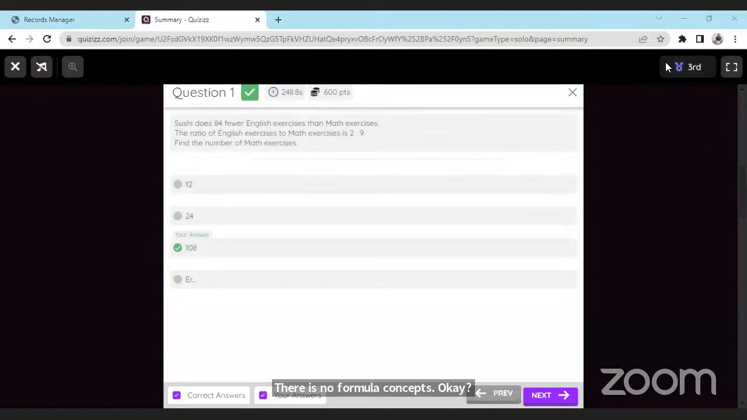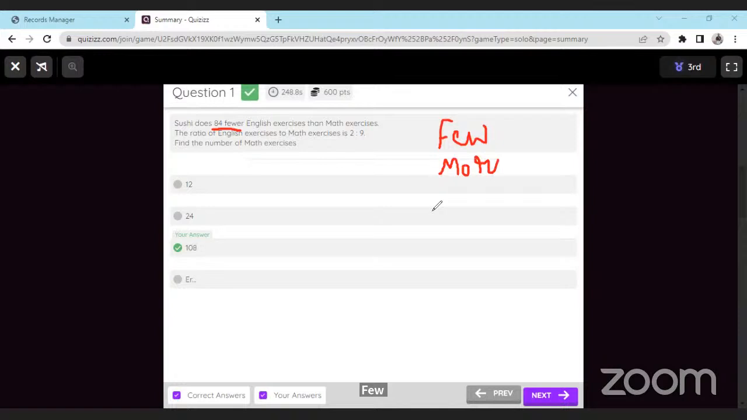Don't misunderstand, it's the concept. Whenever a keyword like fewer, shorter, lesser, or more comes, that means it's a difference. Few, more, short, less means difference between them.